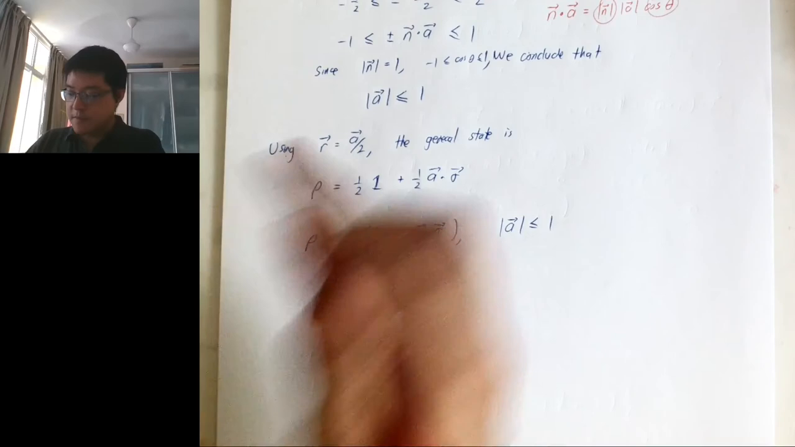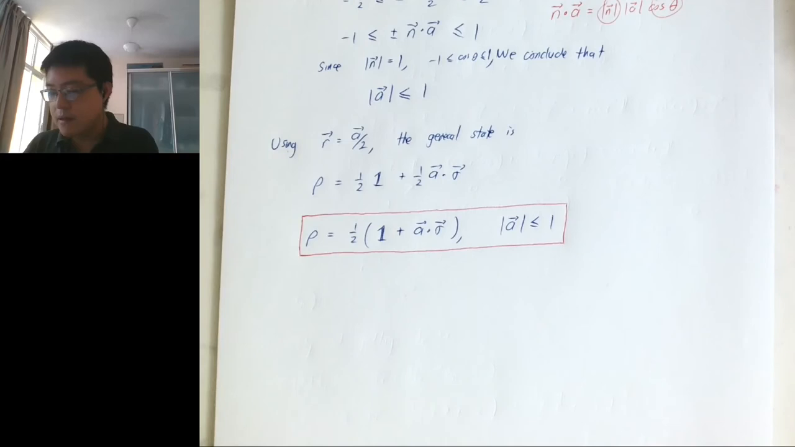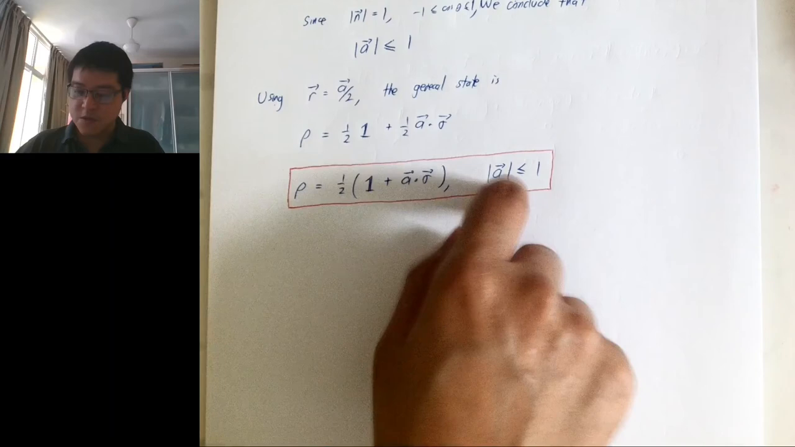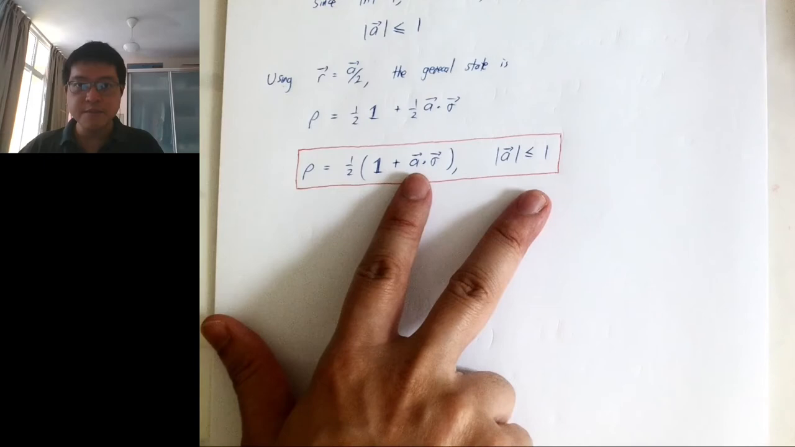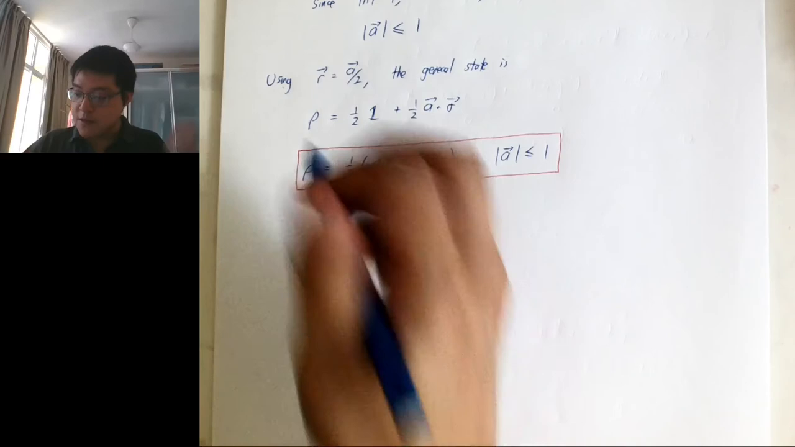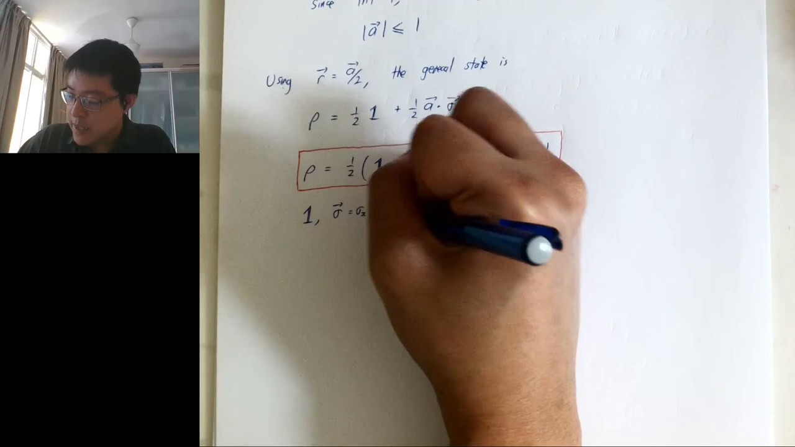So let us highlight this, right? This is the most general state of a two-dimensional Hilbert space, and if you are interested in quantum information and quantum computing, this is what is called a qubit, right? But in any case, this is a vector whose length must be less than or equal to 1. So what I'm trying to say is this is the identity matrix, right? And this is sigma x, sigma y plus sigma z. So all these are fixed numbers. It's basically just this.